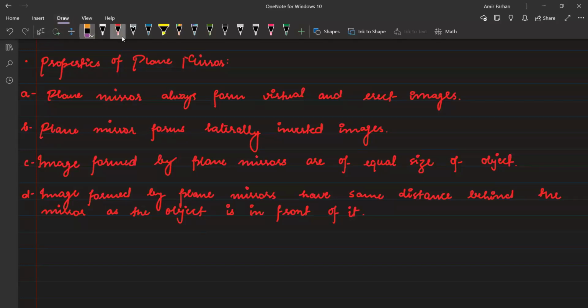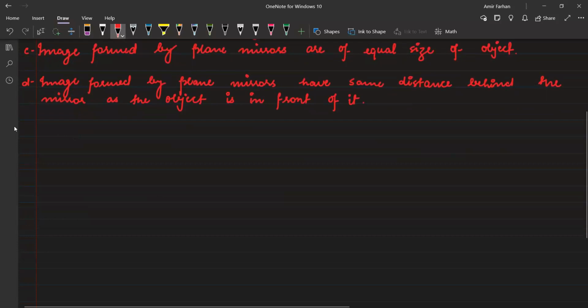Okay, so let me tell you the lateral inversion part, kids. Lateral inversion means that the right side of your body becomes the left side in the image, and the left side of your body becomes the right side in the image.